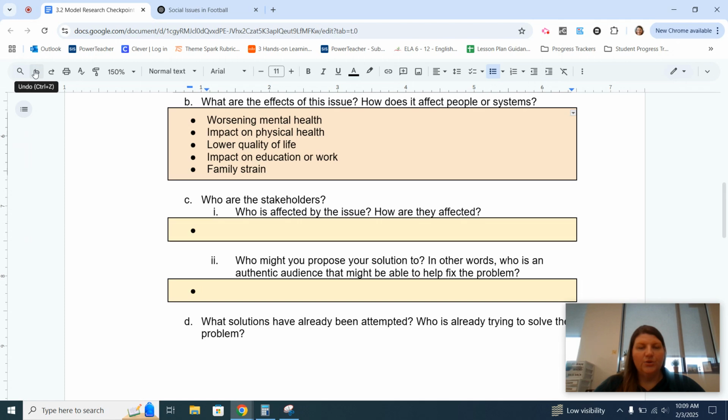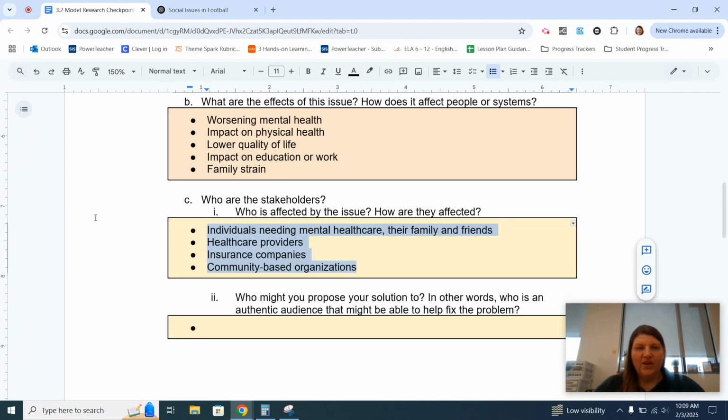Next is who are the stakeholders? So who is affected and how are they affected? Remember, these are people who are like the victims of whatever this social issue is, as well as people who are wanting to do something about it, and you yourself, since you were researching this. So of course, the first who is affected is the individual who needs mental health care, and then outside of that immediate circle is their family and friends. The healthcare providers who are providing services, insurance companies, and then community-based organizations who are doing something to help.